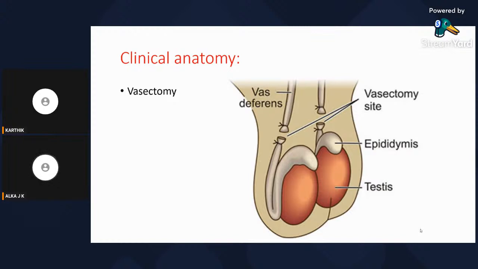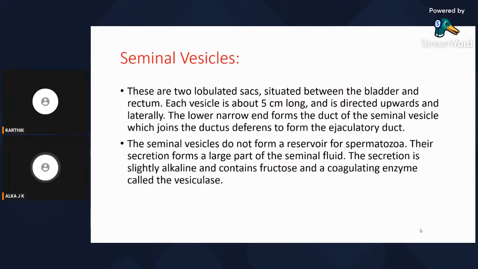Newly formed sperms are destroyed after vasectomy. In the epididymis itself, which is a reservoir, senile spermatozoa are destroyed. Similarly, after vasectomy, the sperms are destroyed and removed by phagocytosis. Next, the seminal vesicles.